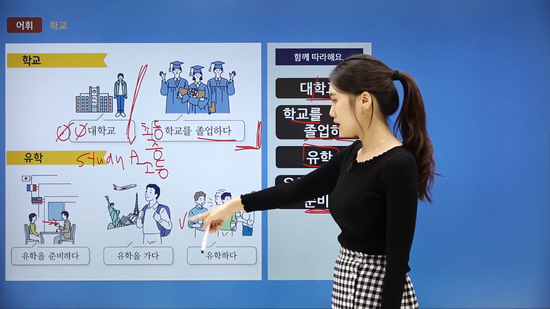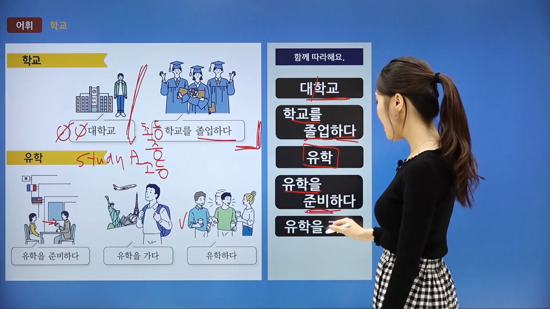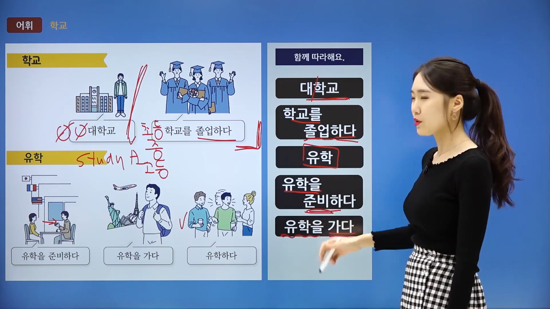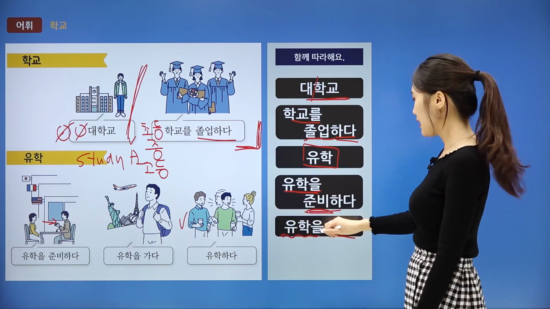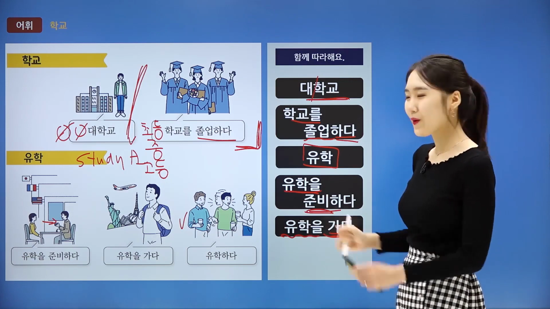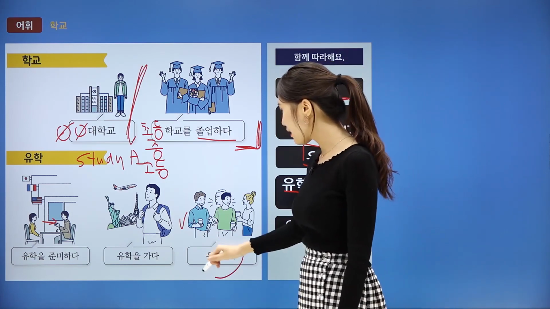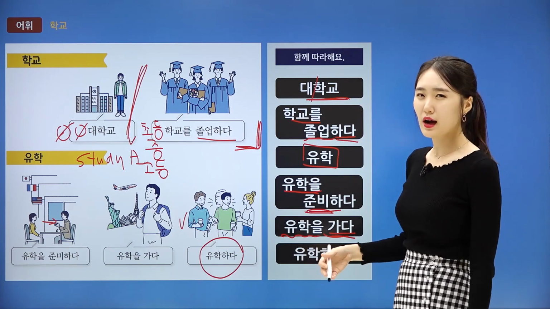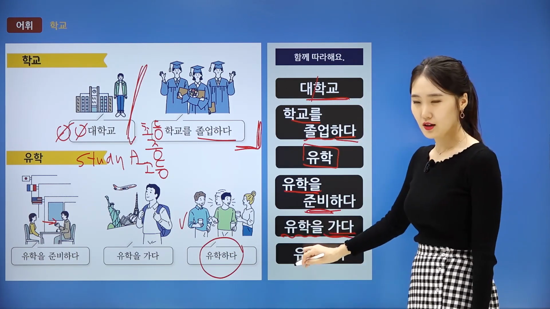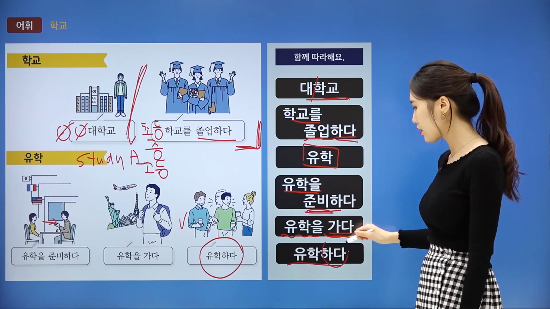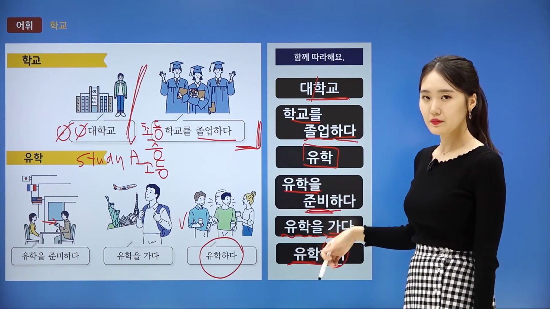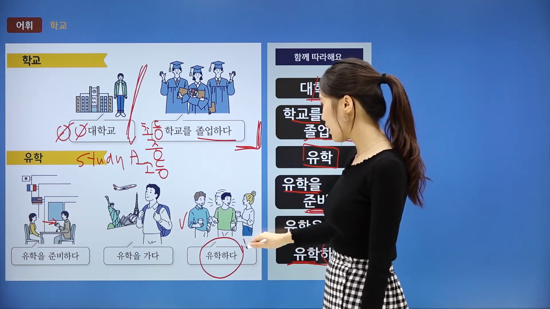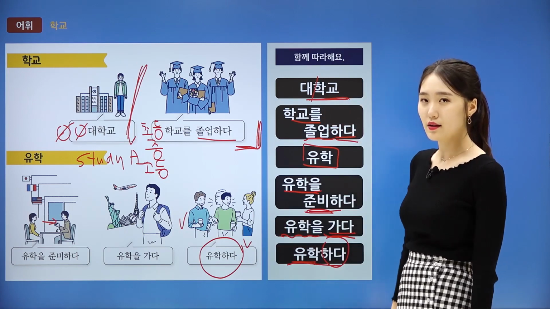And now he goes, 가다. 유학을 가다 means he went to study abroad, or go to study abroad. 가다, go. And then 유학하다 is just study abroad. I'm doing study abroad. I am studying abroad. In Korean, you say a 하다 verb with 유학. So I am studying abroad, you'll say 유학하다.